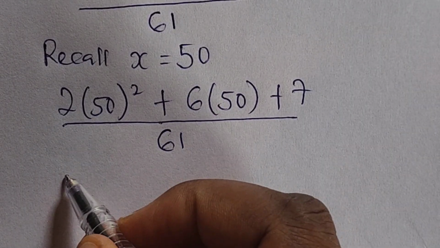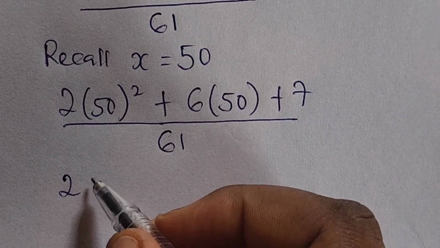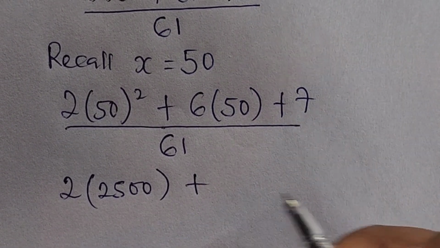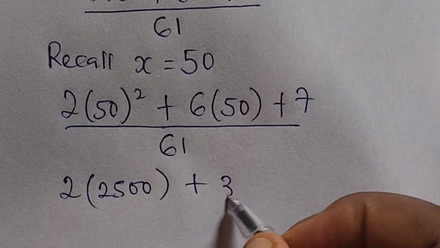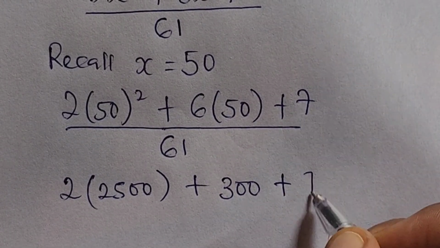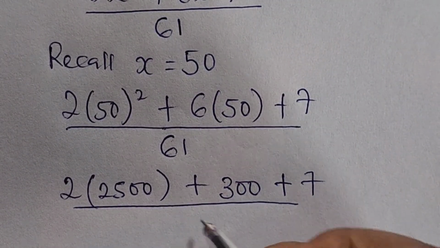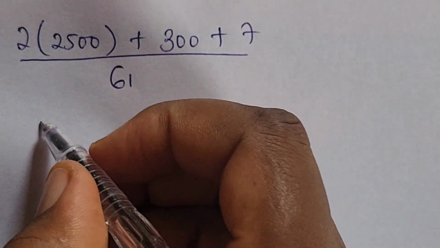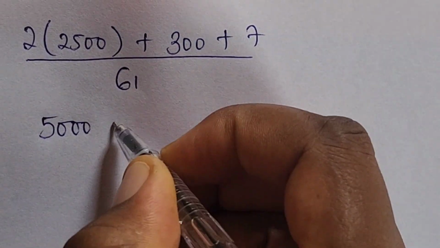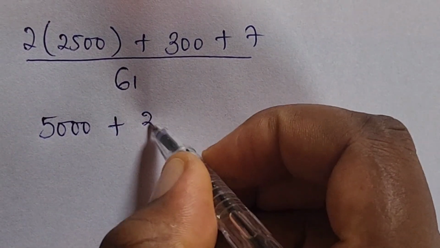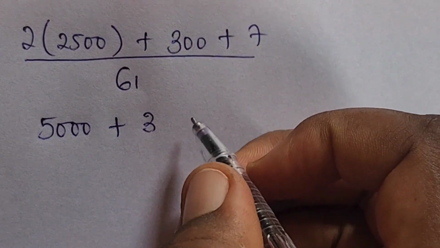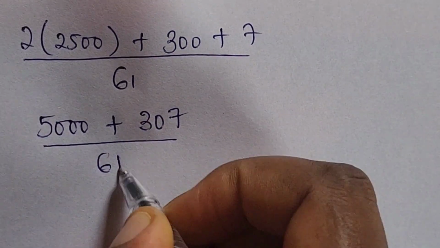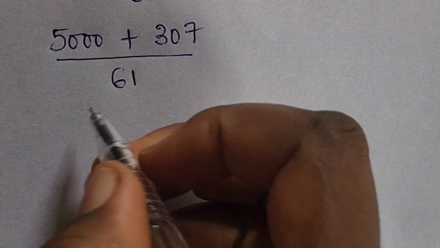Opening this up, we have 2 times 50 to the power of 2, which is 2500. We have plus 6 times 50, we have 300 plus 7, all over 61. So let's open up this bracket. We have 5000 plus we have 307 all over 61.